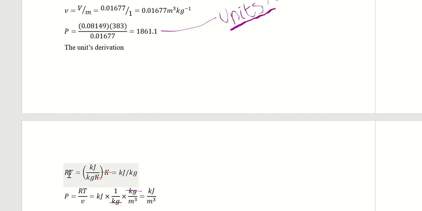The units of the multiplication of the gas constant and temperature are kilojoules divided by kilogram Kelvin. So the units of the gas constant are kilojoules per kilogram per Kelvin. Now you're going to multiply by Kelvin, multiplying temperature with the gas constant. So the Kelvins cancel out and you have kilojoules per kilogram.